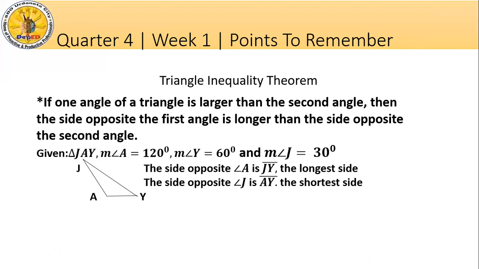now the longest side. Next, for the smallest angle, it's angle J. The side opposite angle J is AY. AY now is the shortest side. Okay? Did you get it?